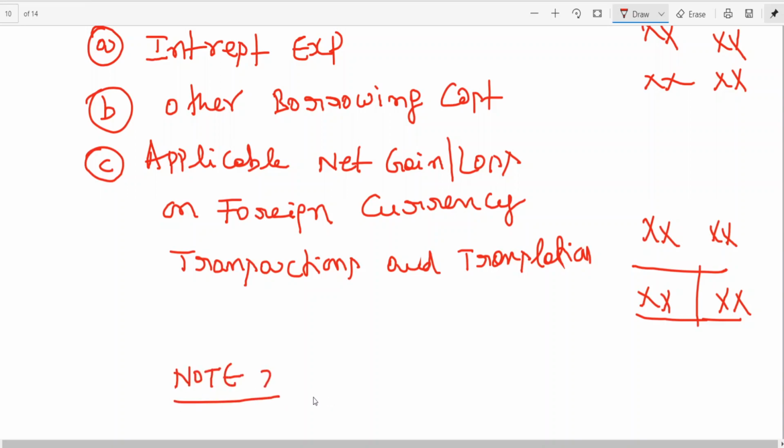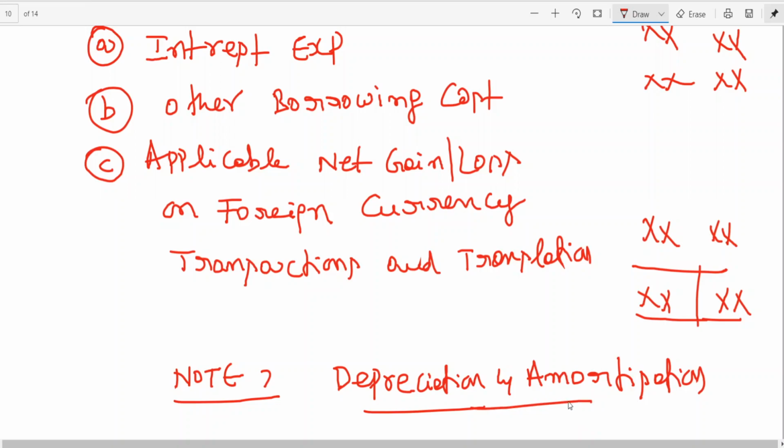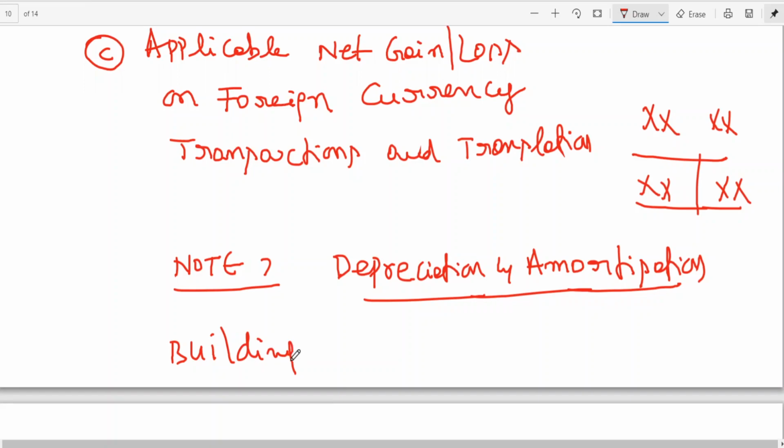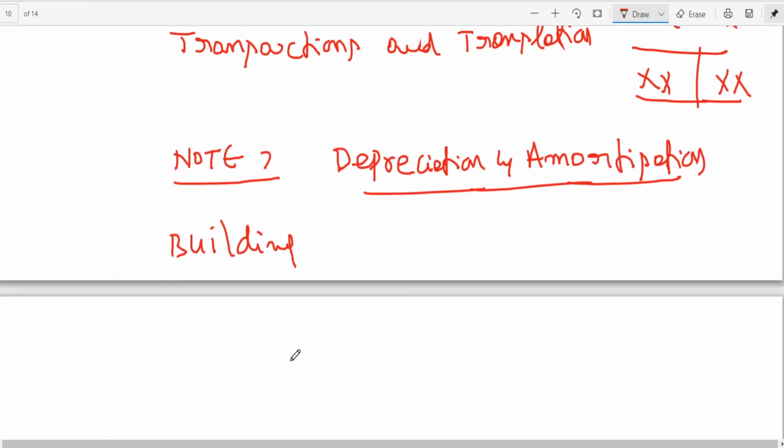Note 7 is depreciation and amortization. Now you calculate depreciation on building, etc. Or if you are going through tangible assets, through that one also you can get depreciation, and that depreciation directly can be taken to the P&L.